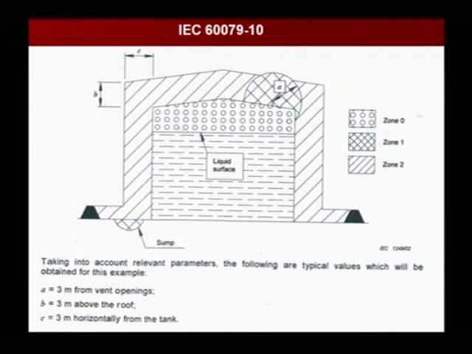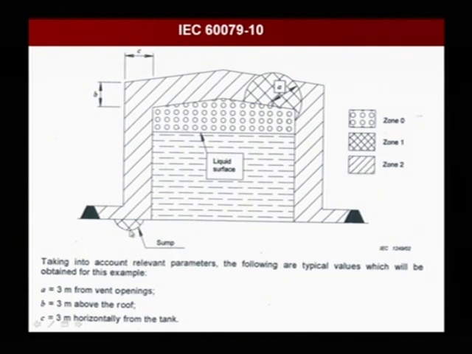So here's an IEC version of the same type of tank. Here you have the liquid, and above that they've put circles, and that's a zone 0 area. Then we have the vented area, and a little area here, A, which is 3 meters from vent openings, and that would be a zone 1 area. Around the tank, from the bottom all the way up around the tops and all the way around to the bottom, would be a zone 2 area.